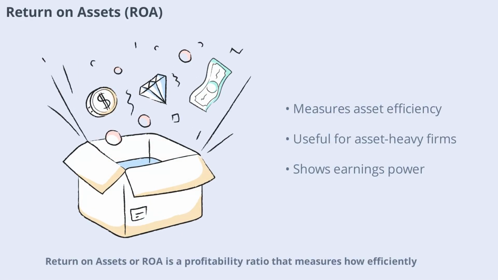Return on assets, or ROA, is a profitability ratio that measures how efficiently a company uses its assets to generate profit. It's calculated by dividing net income by total assets. A higher ROA indicates that the company is making good use of its assets to produce earnings. This ratio is especially useful for comparing companies in asset-heavy industries, such as manufacturing or utilities, where effective asset management is critical.